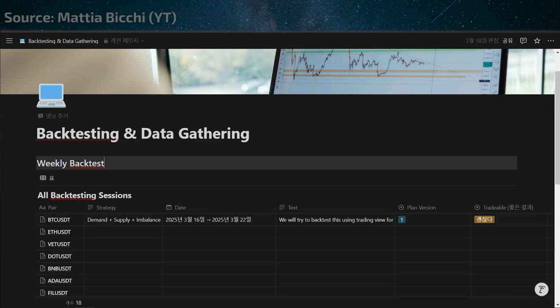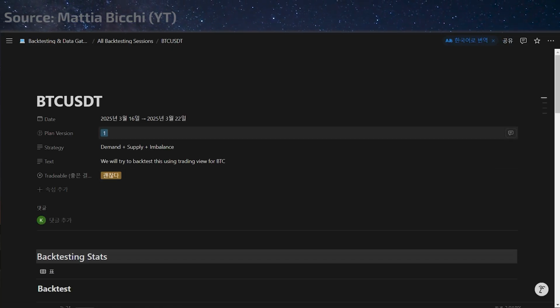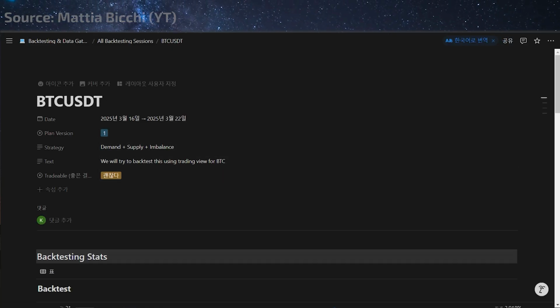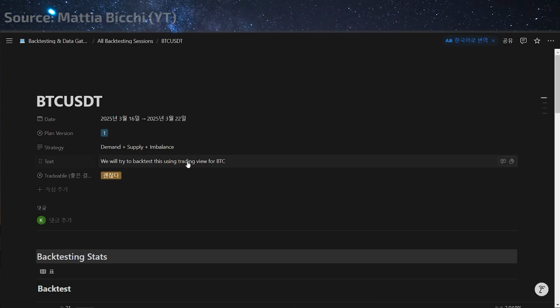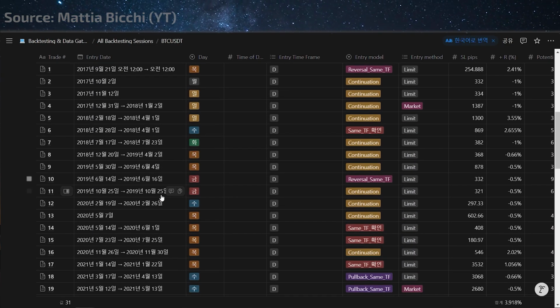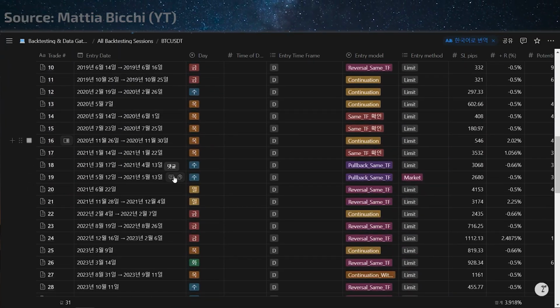Now let us take a look at this Notion template, and we will open this page for BTC USD, and let's put it as a big one. So as you guys can see here, there is a lot of information such as the title, the plan version, the text, and other aspects. Also, we've got a table here in which we will record our data. So as you guys can see, there's a lot of data.